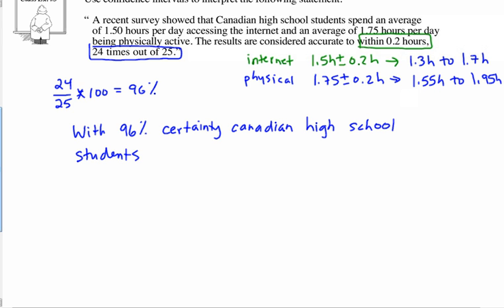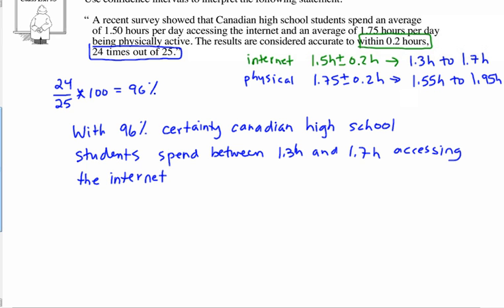So with 96% certainty, Canadian high school students spend between 1.3 hours and 1.7 hours accessing the internet and between 1.55 hours and 1.95 hours being physically active each day.